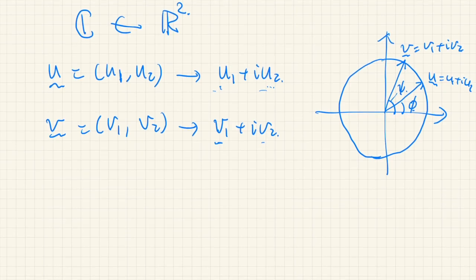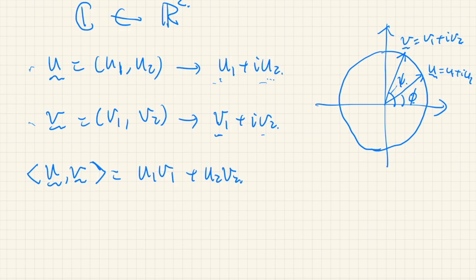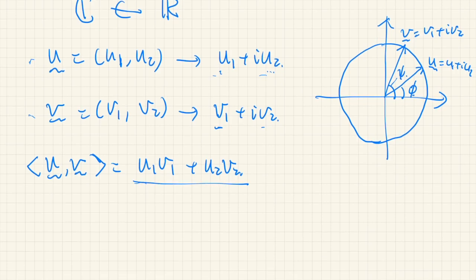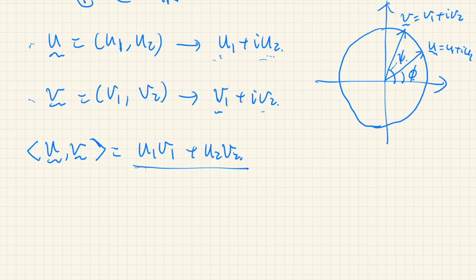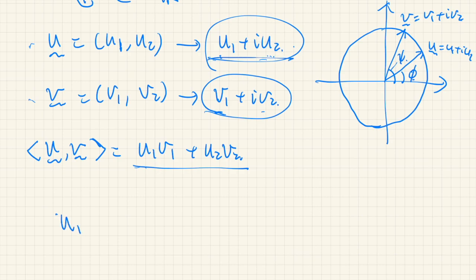Now consider the scalar product between these two vectors, u and v. That is u1 v1 plus u2 v2. Now this quantity is actually the same as the product between these two complex numbers. Not exactly this one, but the complex conjugate of the first one, u1 minus i u2, times v1 plus i v2.